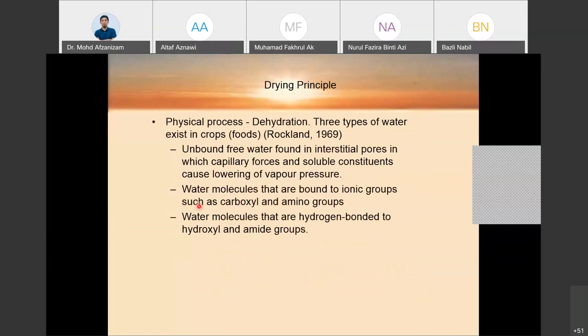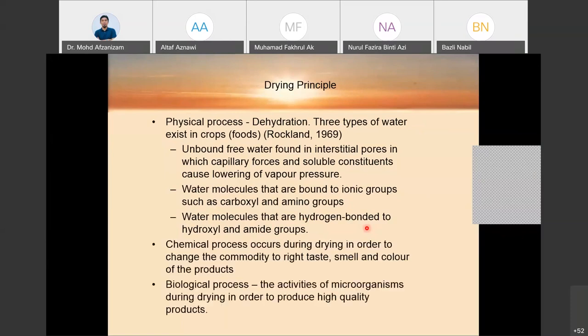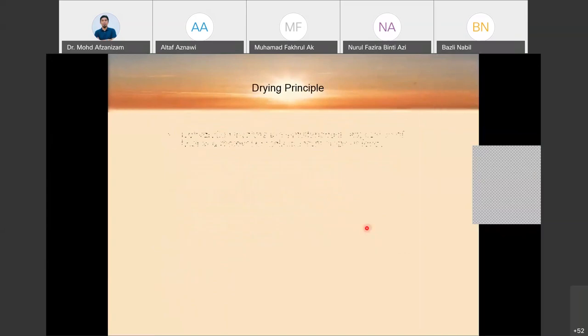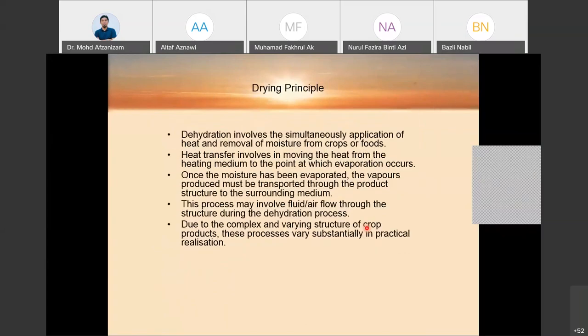Unbound free water, or water molecules that are hydrogen bonded. So by right, to make it simpler, the moisture content inside the crops. Chemical process, biological process. So basically, the dehydration involves simultaneous application of heat transfer and moisture content. The process may involve fluid air through the structure during the dehydration process due to the complex and varying structure.